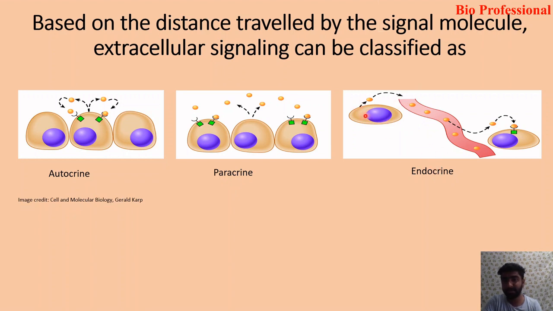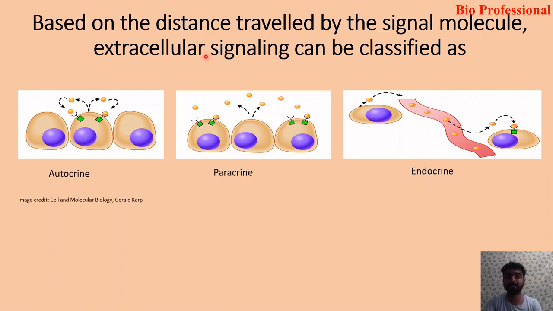And the third type we call endocrine. You can see here, this cell synthesizes a signaling molecule, and this signaling molecule passes through blood circulation, and after that it travels some long distance in your body. It reaches another cell type and provides its message. It will bind to a particular receptor, and there is signaling.